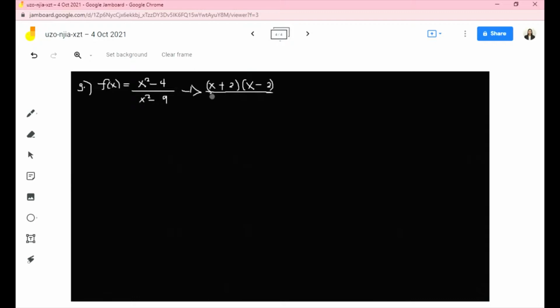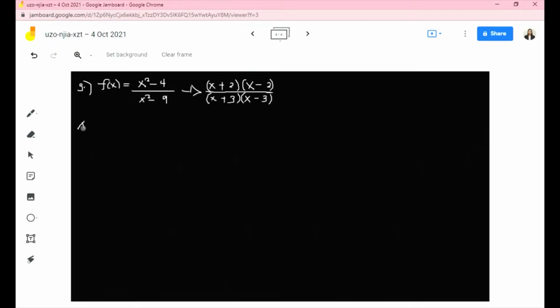It's the same on the denominator. The factors of x squared are x times x, and the factors of 9 we can have are 3 and 3. So what sign should we be using in here? We can have positive and negative. Positive 3 times negative 3 is negative 9, and 3 minus 3 is 0.